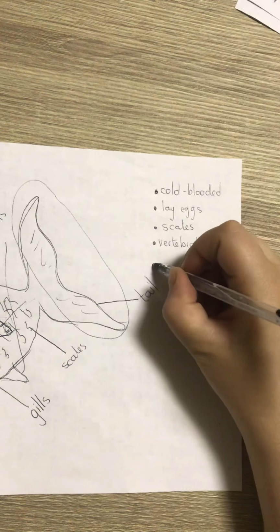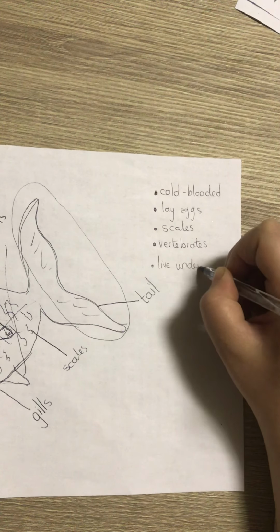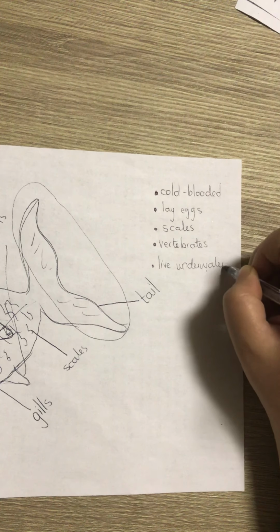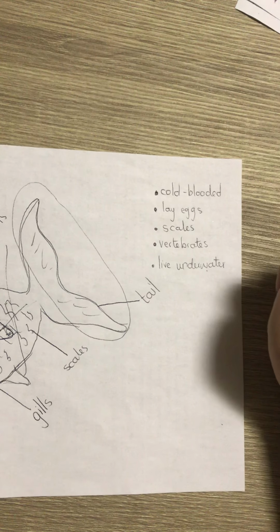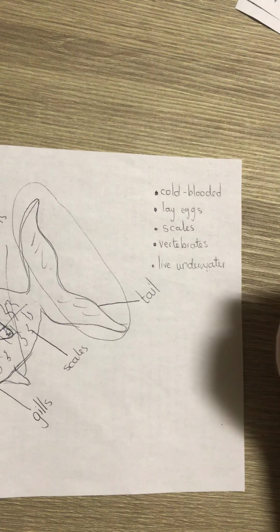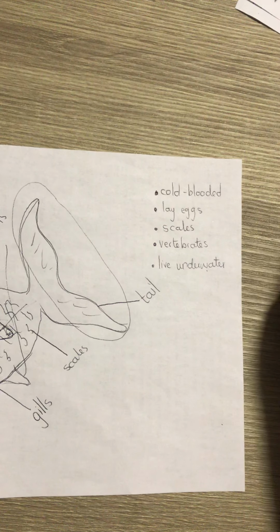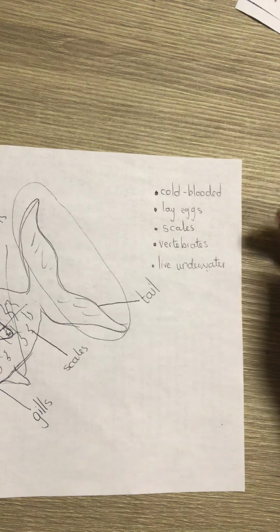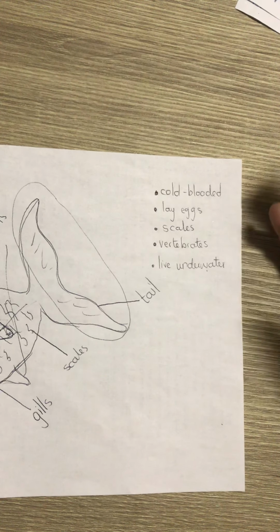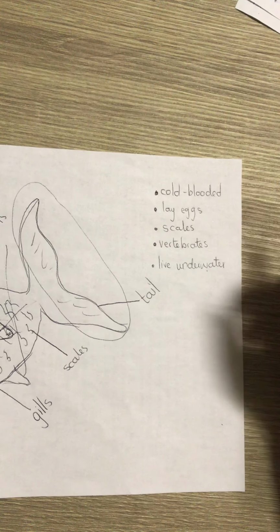Okay, they live underwater. There is no fish on earth that does not live underwater. That is one thing, there's no exception to that rule. There's no fish that lives on land. It just doesn't happen. And yeah, that's about it for fish. Some fish eat other fish, so they can be carnivores, omnivores, herbivores. A shark is a fish.